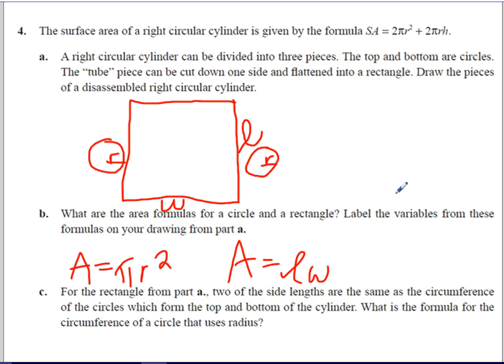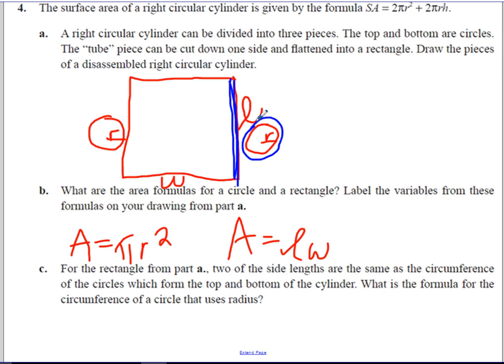Now, if we look at our rectangle, we can see that 2 of the side lengths are the same as the circumference of the circle. So if we were to wrap this side around, we would have the same as the circumference of the circle. That's where that comes from. So we know that the circumference of a circle, since we're already using r as our variable, is that our circumference equals 2 pi r.